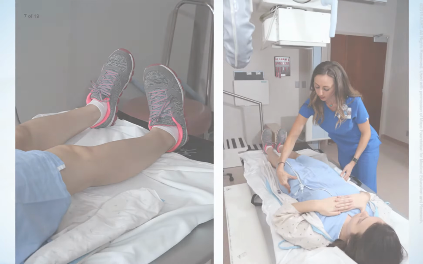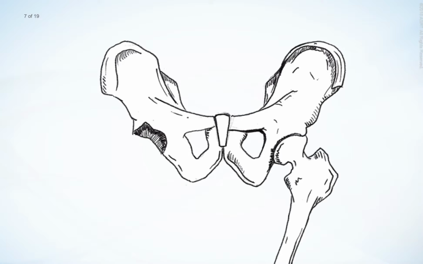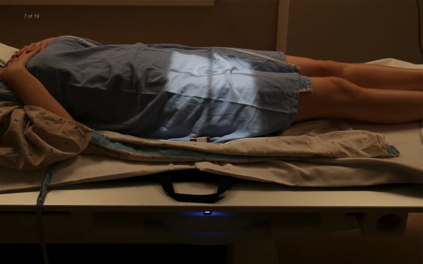The central ray should be directed perpendicularly to the femoral neck, which is located approximately 2.5 inches or 6.3 centimeters distal on a line drawn at right angles to the midpoint of a line between the ASIS and the superior margin of the pubic symphysis. The image receptor should be centered to the central ray.